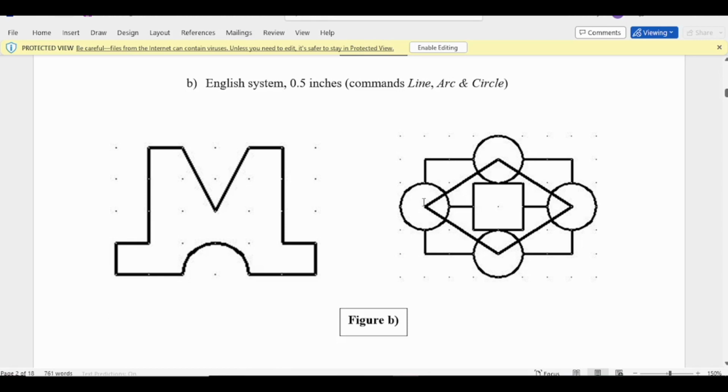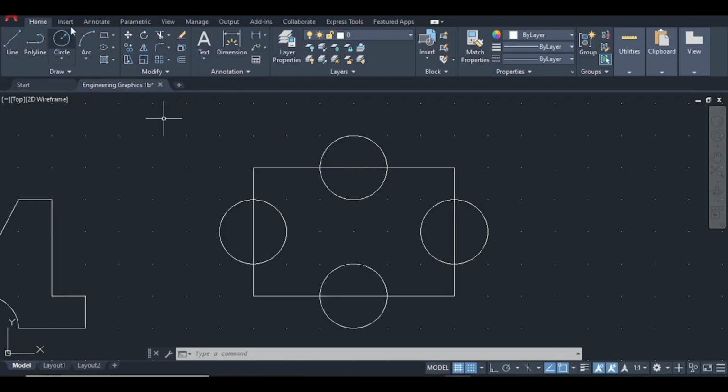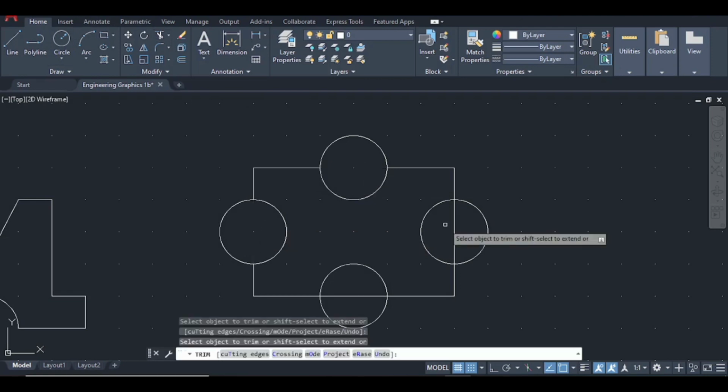You notice that inside the circles as well, there shouldn't be any lines present to show the outer rectangle. So I'm gonna use trim, trim, trim, trim.